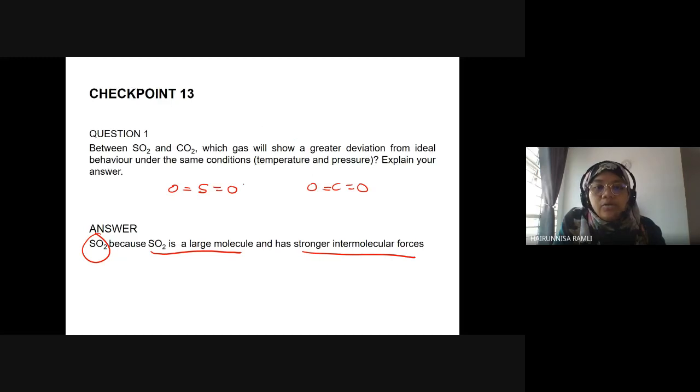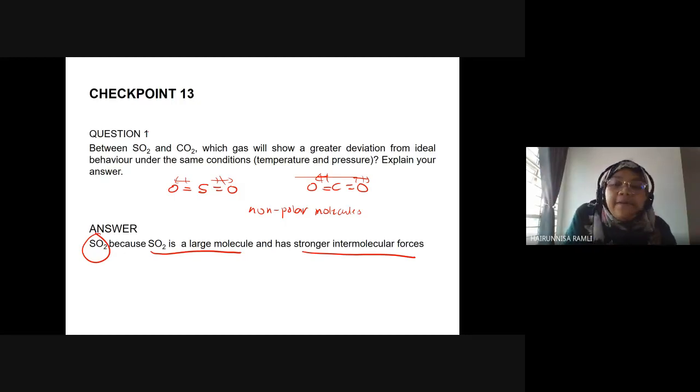Okay, SO2 and CO2. So both are non-polar molecules. Okay, so dia can cancel each other. Okay, so they're both non-polar. So I hope you still remember factors affecting the polarity of the molecules kan. I mean the intermolecular forces ke situ, dia punya strength. Kalau both non-polar, so kita tengok daripada first criteria we are looking for the dia punya molar mass. Okay. So, if you have the molar mass, sulfur is higher than carbon. Okay, of course, it has a larger molecule. So, because it has higher molar mass.